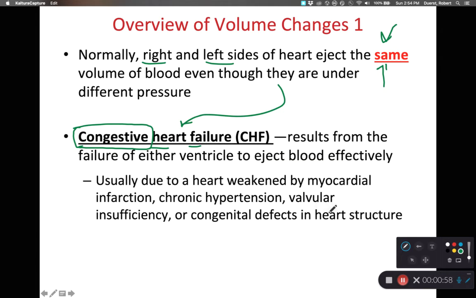A lot of times congestive heart failure is going to happen because there's some kind of weakness of the muscle. There can be some kind of an infarction. There can be chronic hypertension, so chronic high blood pressure can cause the heart to be weakened or malfunction. There could be some kind of defect in a valve, or a congenital defect, something that is structurally wrong with the heart.